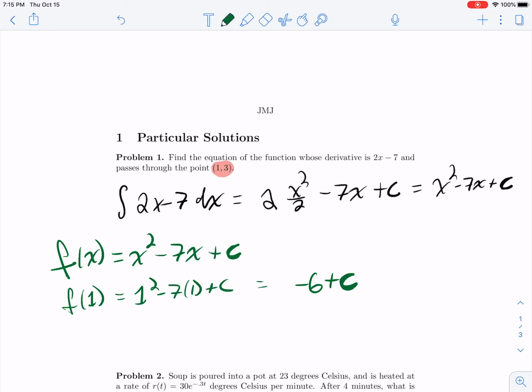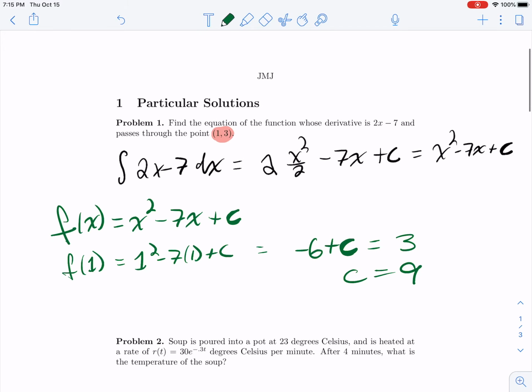For (1, 3) to be on our graph, on our function, we need this to be equal to 3. So we get c is equal to 9. And my function is f of x equals x squared minus 7x plus 9. Just a little bit of pre-calculus snuck into our calculus. Not a big deal.